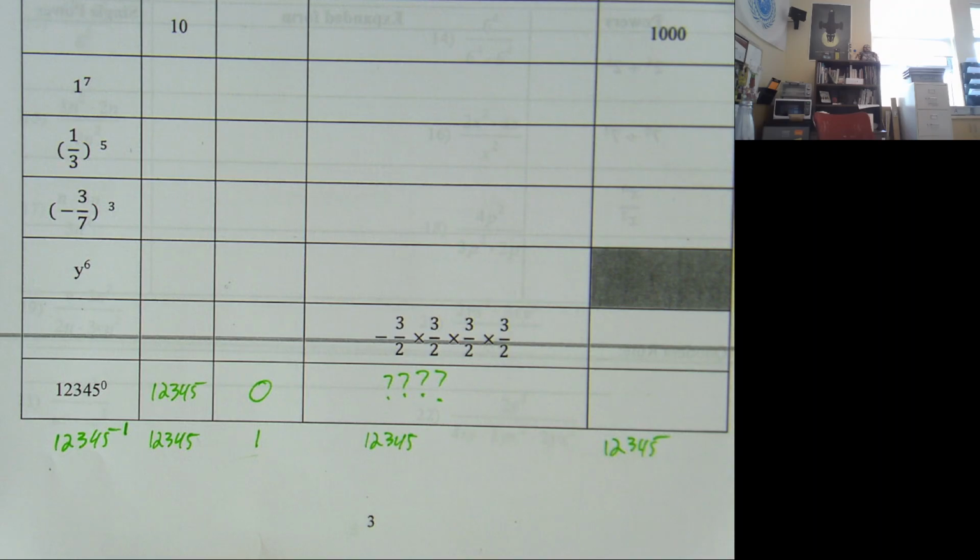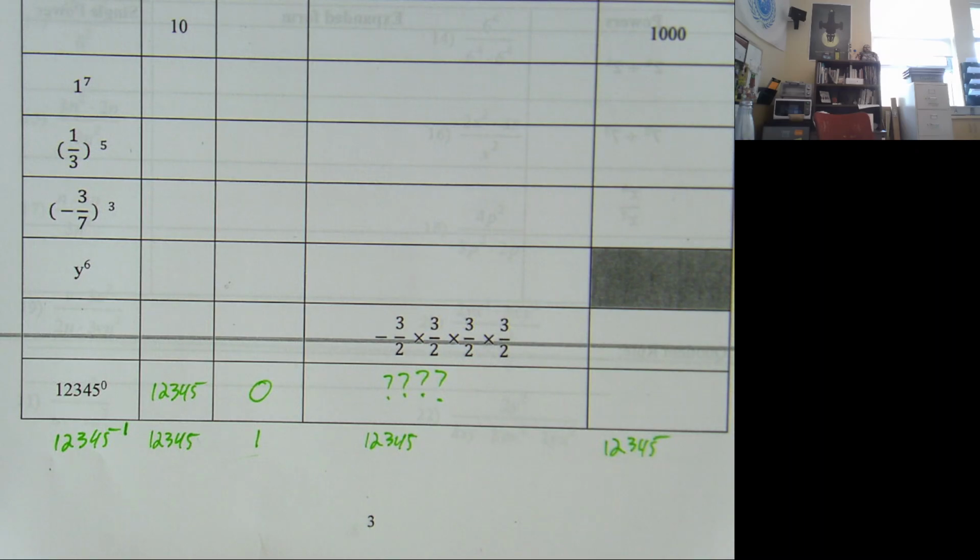Okay, so 3 cubed. 3 cubed is what? 3 times 3 times 3 is 27. Okay, so 3 squared is 3 times 3, which is 9. How do I get from 27 down to 9? Divide by 3. It's funny, I like it. So let's do it again.